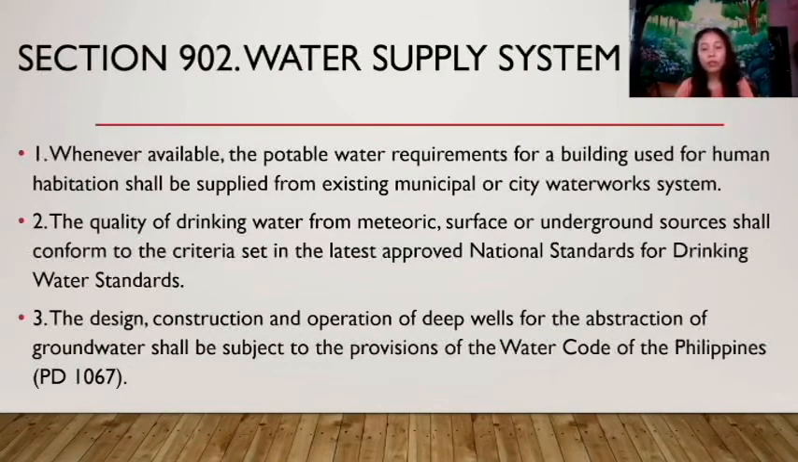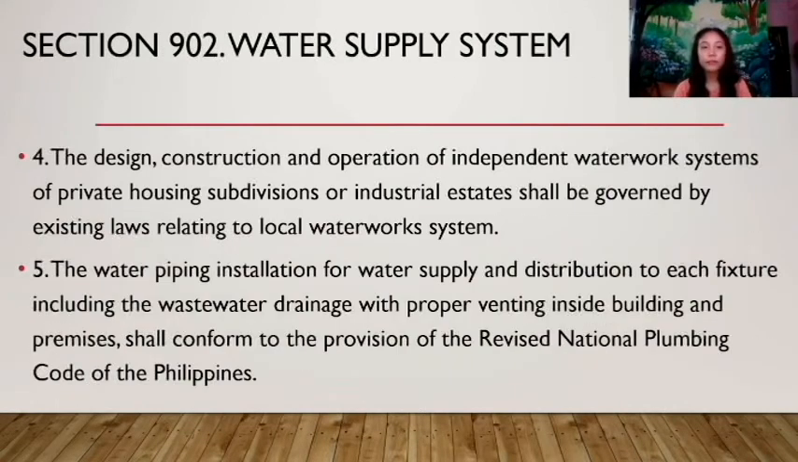Number one, whenever available, the potable water requirements for a building used for human habitation shall be supplied from the existing municipal or city waterworks system. Number two, the quality of drinking water from meteoric, surface, or underground sources shall conform to the criteria set in the latest approved national standards for drinking water. Number three, the design, construction, and operation of deep wells for the abstraction of groundwater shall be subject to the provisions of the Water Code of the Philippines, PD 1067.